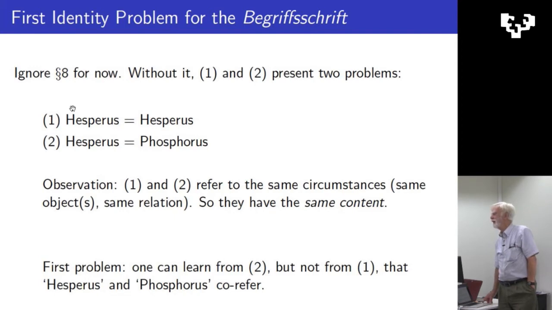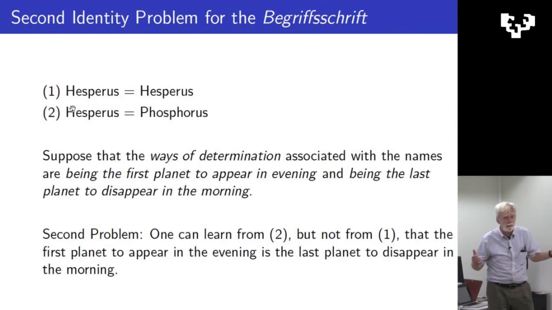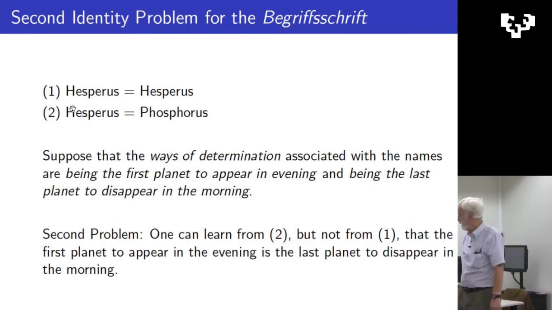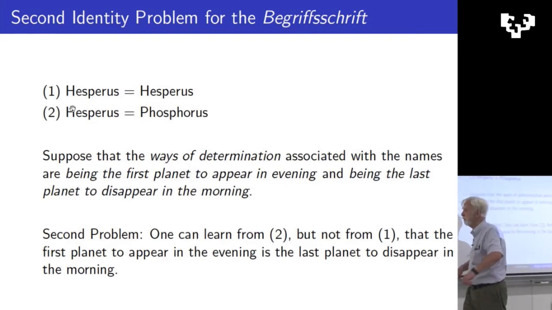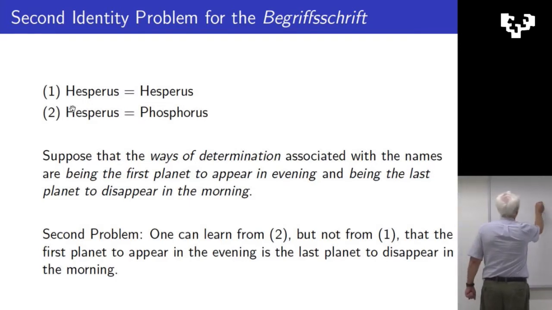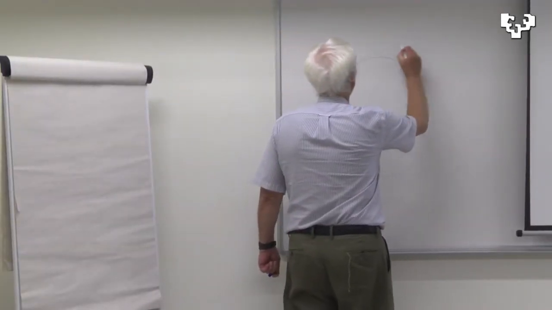Okay, but there's a second problem. Suppose that there are ways of determination associated with the names. Now, ways of determination, that sounds like modes of presentation. That sounds like sense and reference. Yes, but it's right there in the Begriffsschrift, in the long quote. In the long quote, he gives a geometric example. He likes geometric examples. That's very important if you want to understand Frege better than I probably ever will. And I'm not sure how it works, but you've got this line.